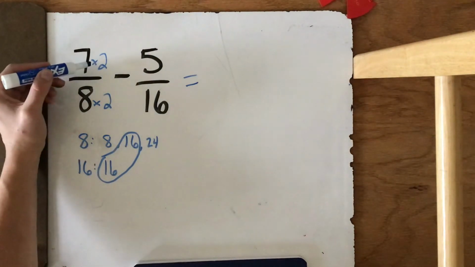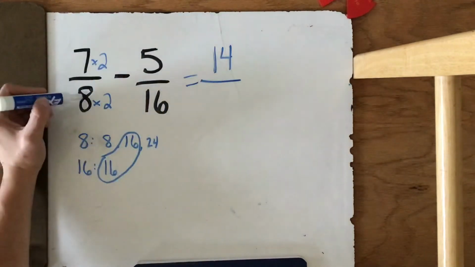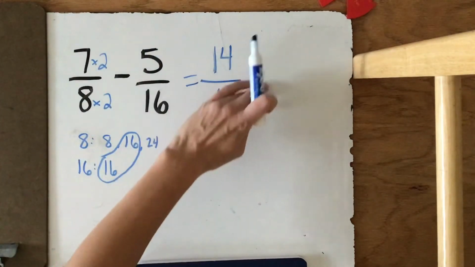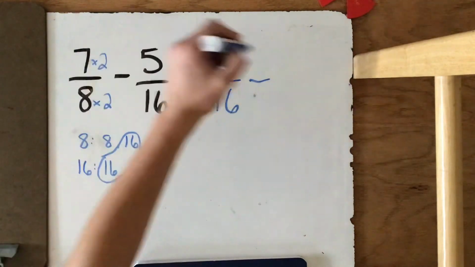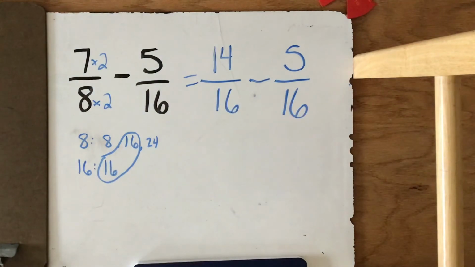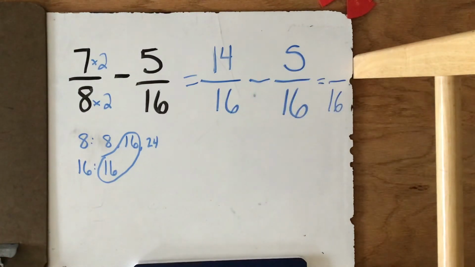7 times 2 is 14. 8 times 2 is 16. We're going to subtract our 5/16. That gets to stay the same. Now since our denominators are the same, that stays 16ths. And now we subtract 14 minus 5. 14 minus 5 is 9.